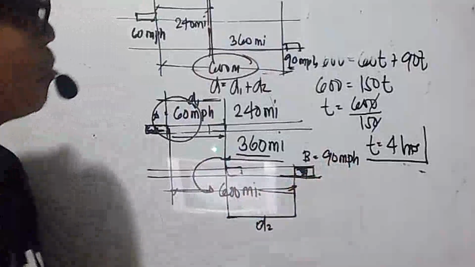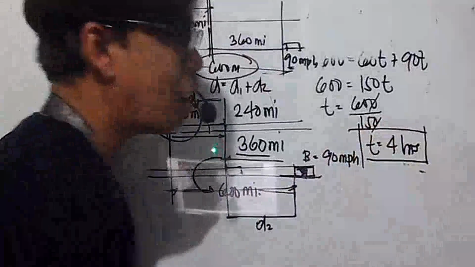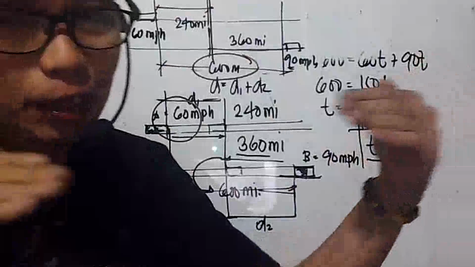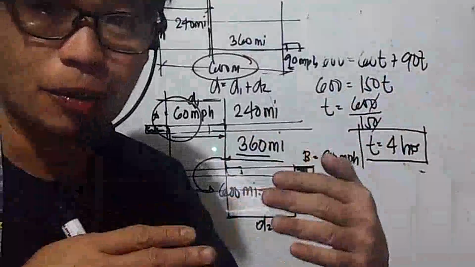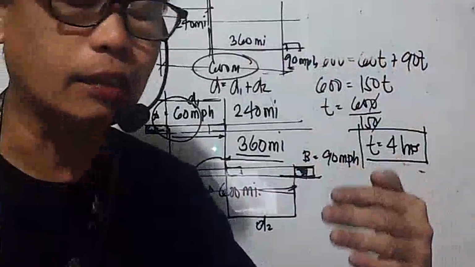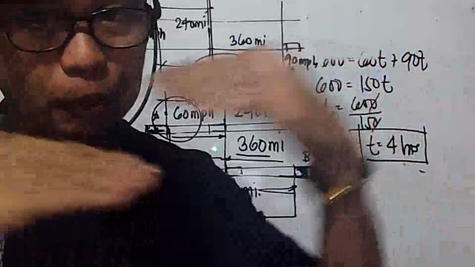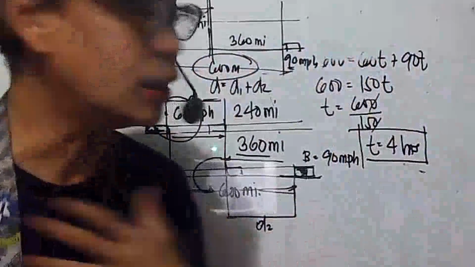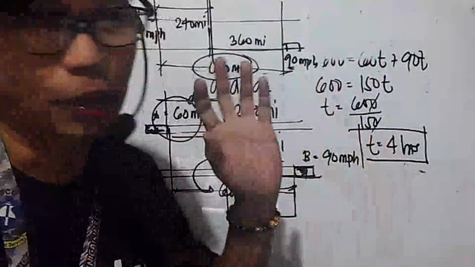Okay, so that's the time. So the time when they meet is after 4 hours. So dalawang train na magkasalubong, hindi naman babangga, ano? Sa opposite direction lang sila. So one runs at 60 miles per hour, the other runs at 90 miles per hour. Kailan sila mag-meet? Okay, anong time? So the time is 4 hours. Yun ang time na mag-meet sila.